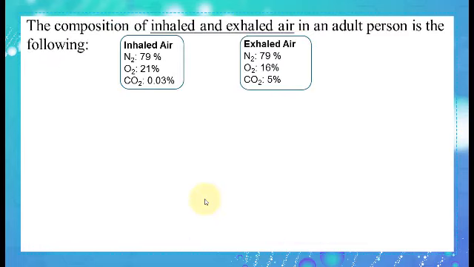In order to answer this question, we are going to compare the composition of the inhaled and the exhaled air in an adult person. The inhaled air, which is the air that enters our body, is made up of 79% nitrogen gas, 21% oxygen gas, and 0.03% carbon dioxide gas. While the air that leaves our body, which is the exhaled air, is made up of 79% nitrogen gas, 16% oxygen gas, and 5% carbon dioxide gas.